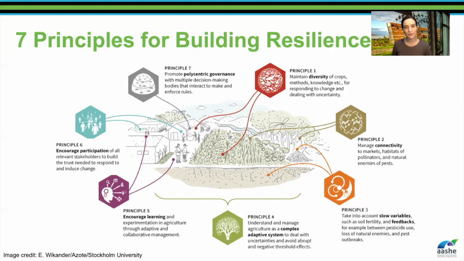And principle 4, we understand and manage the complex adaptive system, and here's where the adaptive cycle comes in. Principle 5, encourage learning. Principle 6, encourage participation. And principle 7, promote polycentric governance. There's another intensive quiz. Students do a lot of discussion assignments around this, and then they have to locate evidence of them in the system they're exploring in that geographic area.